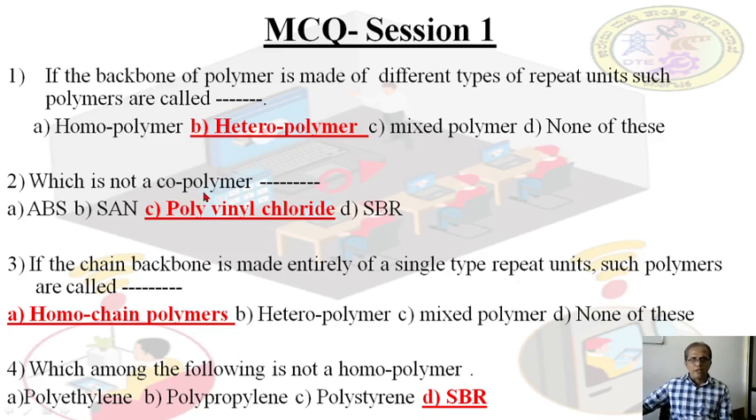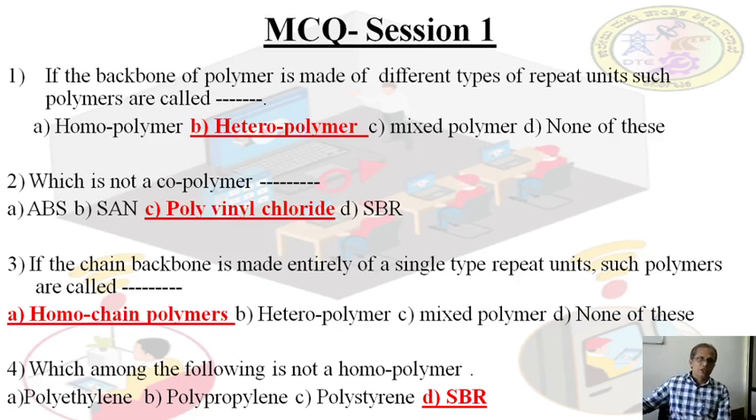Question 2. Which is not a copolymer? ABS, SAN, polyvinyl chloride, SBR. ABS, of course, has acrylonitrile, butadiene and styrene, so it is a copolymer. SAN, styrene acrylonitrile, is another copolymer. SBR, styrene butadiene rubber, is also a copolymer. So A, B and D are copolymers, but here it is asked which is not a copolymer: polyvinyl chloride. Only vinyl chloride monomers take part in the formation of polyvinyl chloride.